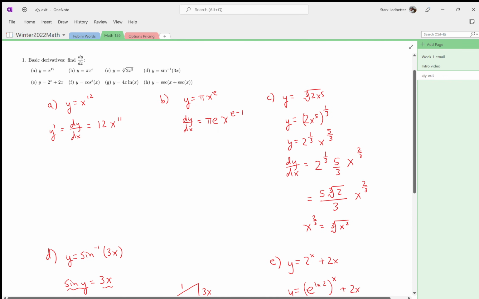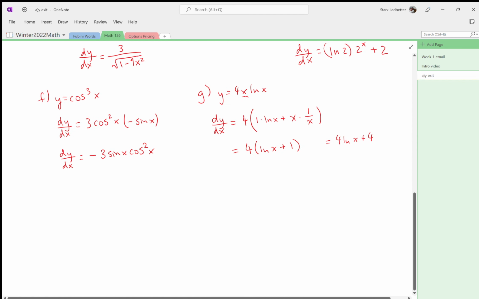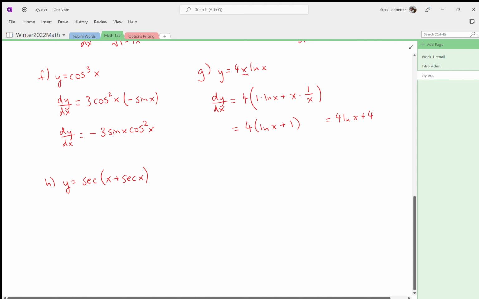Lastly, part H, we have y equals secant of x plus secant x. That's fun. I don't even have the derivative of secant memorized. So let's just figure out what that is. Or actually, let's just write it in terms of cosines, right? Secant is 1 over cosine. So this is 1 over cosine x plus 1 over cosine x.